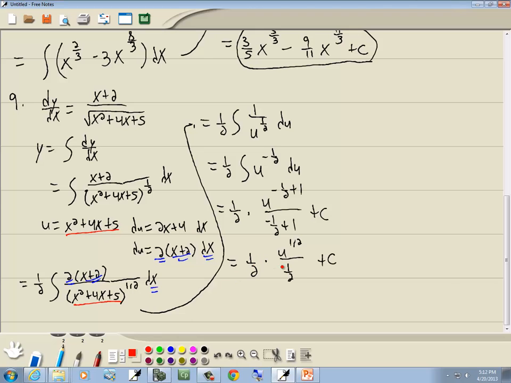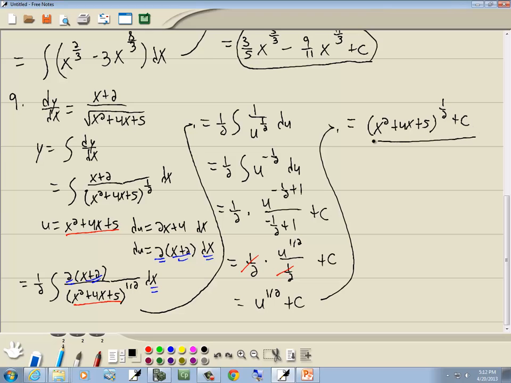Now, since I have a 1/2 here and a 1/2 here, those are going to cancel. And we got u to the 1/2 plus c. Now, originally we said u was x squared plus 4x plus 5, so we'll put that in now. So x squared plus 4x plus 5 to the 1/2 power plus c. Now we could switch that back to square root form if we wanted to, but that's fine for your answer.